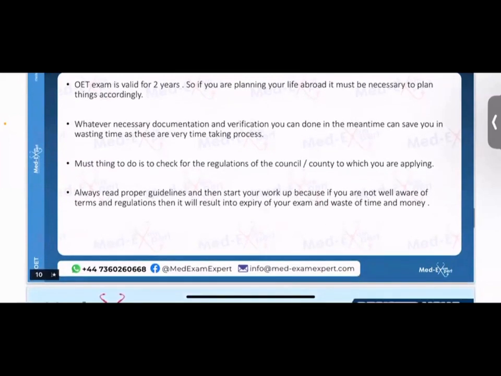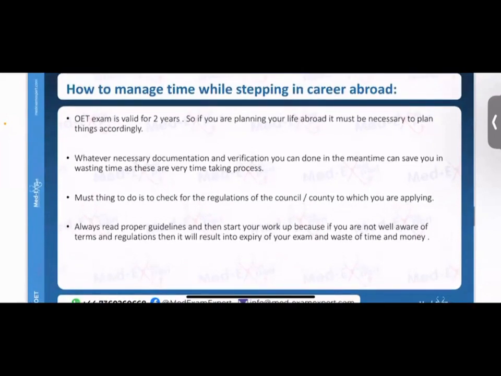Another point to be considered: without proper knowledge and understanding, I think you are standing nowhere. I'm telling you this because it is a very frequently asked question, and I get a number of queries: Ma'am, what is OET? Why should we take OET, ma'am? I want to take OET. And when I ask them, okay, why are you going to take OET? Ma'am, my friend is taking OET, that's why I'm taking OET.